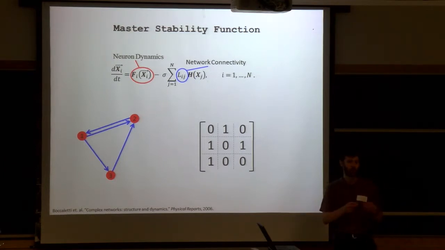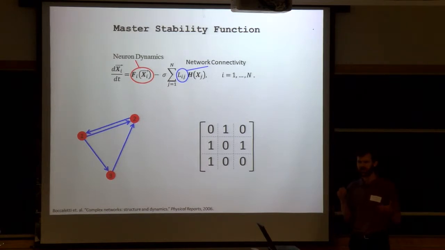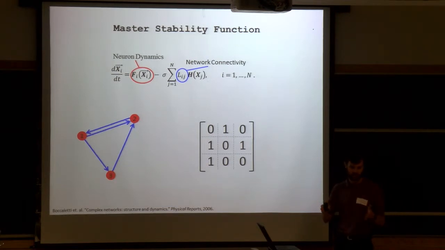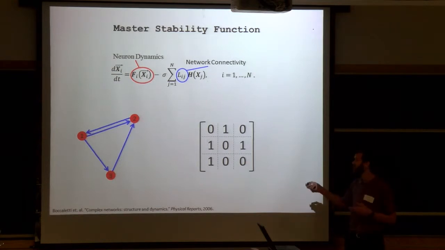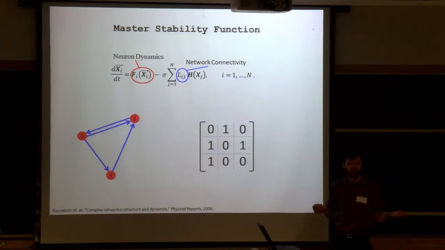So you can kind of see how this matrix is constructed. But how does it help us determine synchrony? Well, for a homogeneous network where all the neuron dynamics are the same, it can be shown that a synchronous state exists. And this connectivity matrix helps us determine the stability of that state.